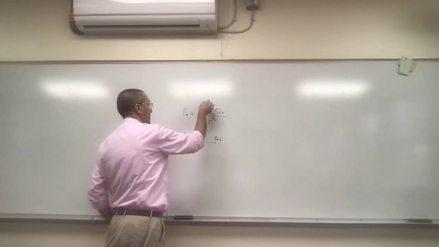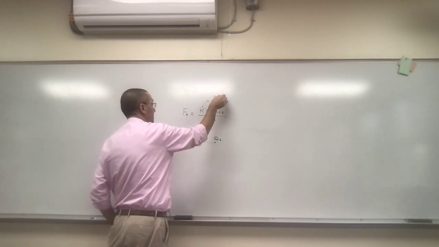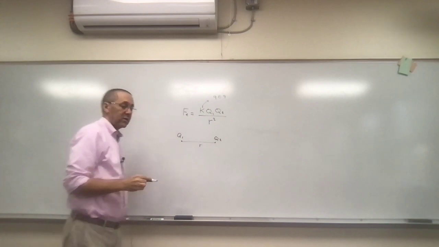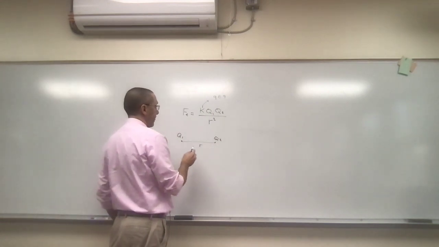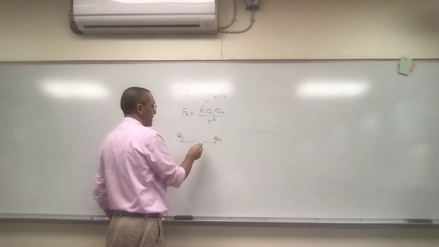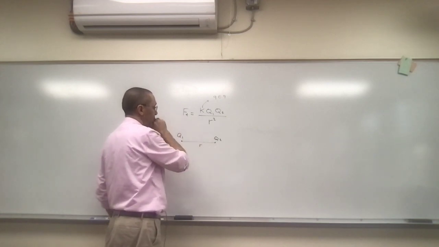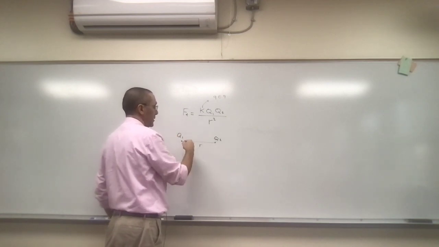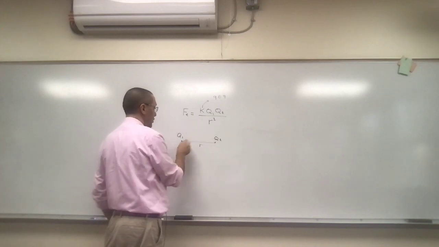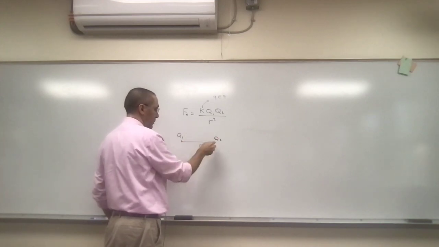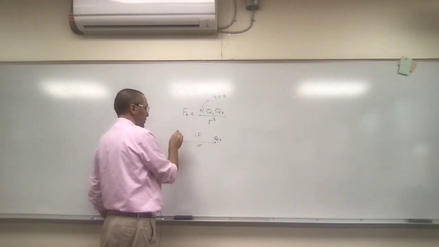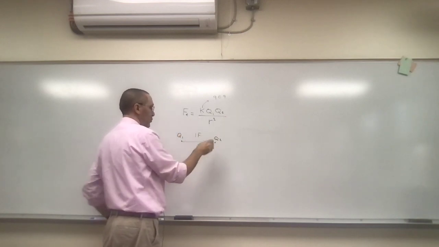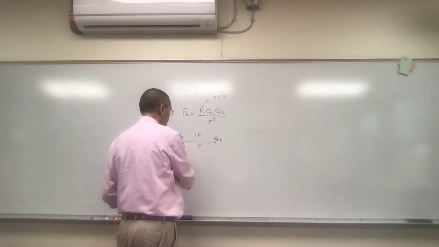This K is a given number, 9 times 10 to the 9th. I'm not going to write the units here. That's not important. Now, this force, let's see what happens to this force if we start to make changes. Let's say the force between these two charges, the way they are now, is 1F. They're separated by 1R. It's 1Q1, 1Q2, and the force is 1F.